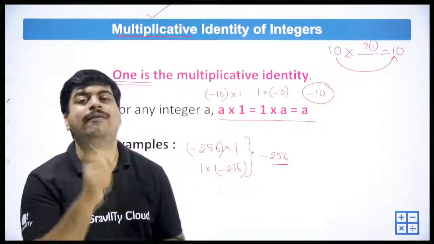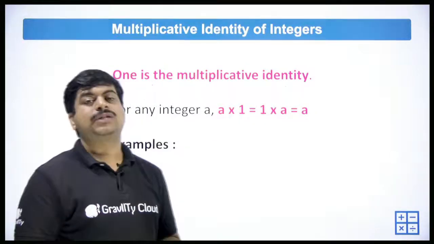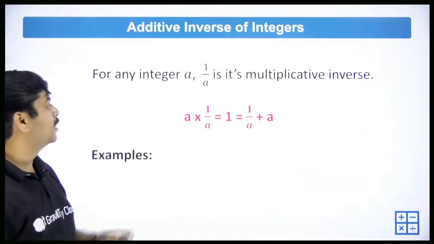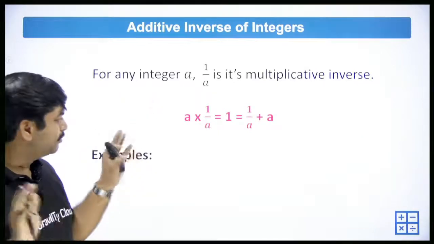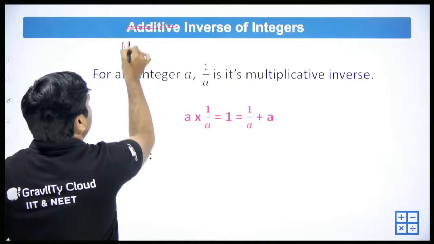In the same way, we have the next thing called a multiplicative inverse. The next one is a multiplicative inverse. Okay, before that we have additive inverse. I'm so sorry, this is not additive inverse. Okay, this is a multiplicative inverse.